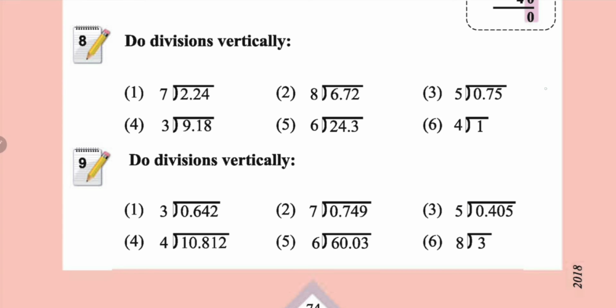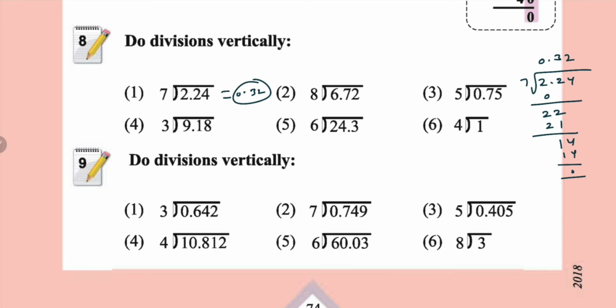2.24 by 7. Okay, 0 point. Put a 0 here. 22. Okay, 7 3s are 21. 1 will come down, 4 will come down, 7 2s are 14. So that is the answer. Okay, what is the answer? 0.32.